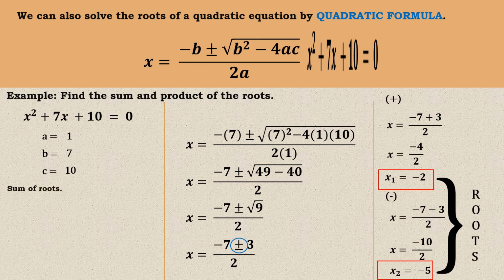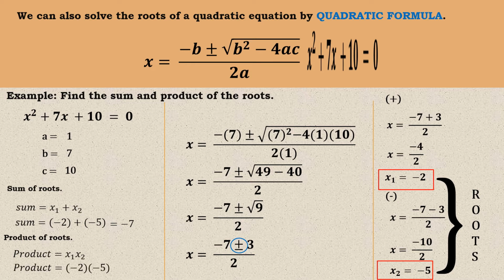Okay, these are the roots and then we're asked to find the sum of the roots. Since na-solve naman nato ang mga roots, the sum is simply x sub 1 plus x sub 2, that is negative 2 plus negative 5, which is equal to negative 7. So ingana lang. And how about the product of the roots? Again, product is x sub 1 times x sub 2. You multiply negative 2 times negative 5, that is equal to 10. So ingana lang siya, class.